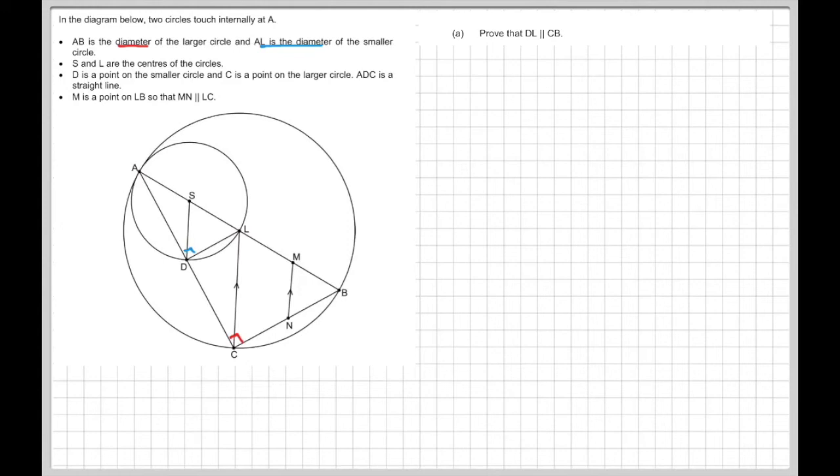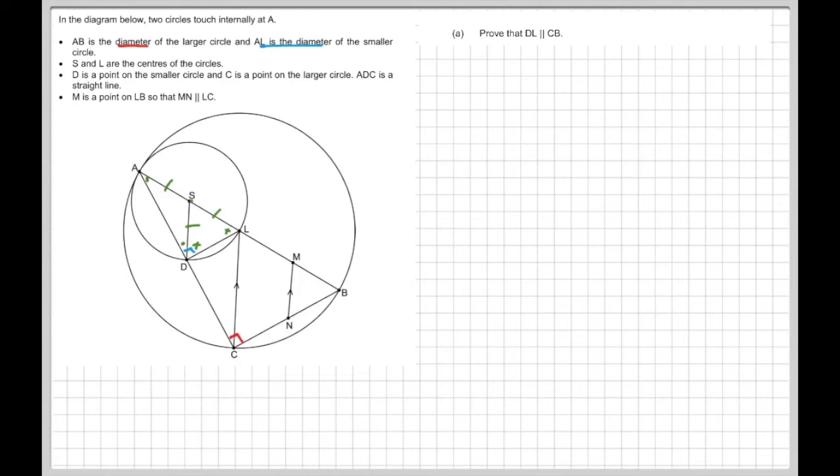Then they tell me S and L are centers of the circle. Now that's important because I need to start at the definition of the center of a circle, which means I've got equal sides. If I've got equal sides, I've got equal angles because I have an isosceles triangle. Also, I've got another isosceles triangle SDL.